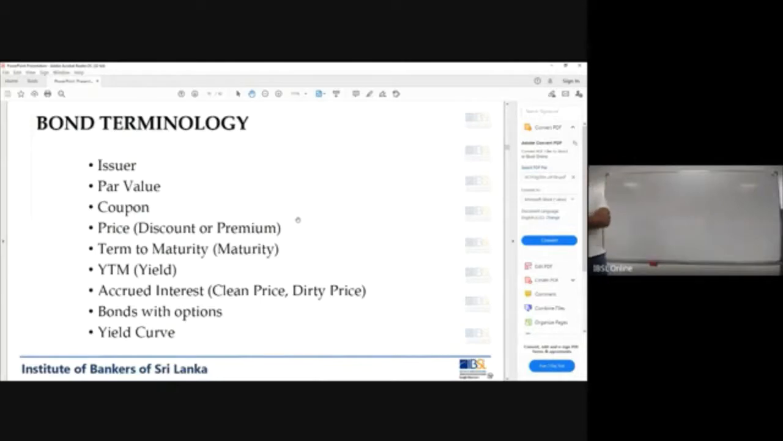Bonds with options, callable bonds, puttable bonds, and the yield curve.